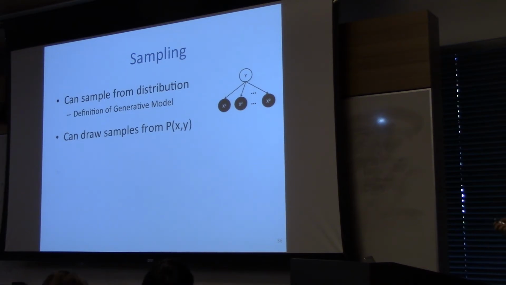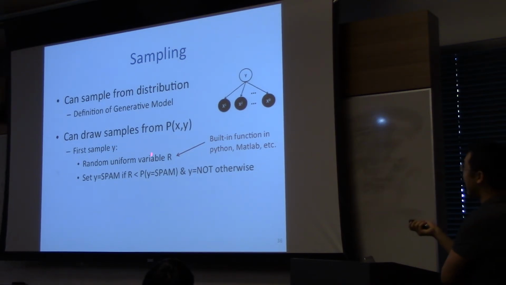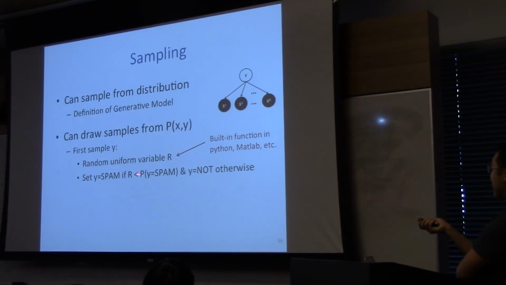So the naive Bayes model, remember, looks like this. How do we draw samples from it? Well, you can do the following. First, you sample the y, which means you draw a uniform random variable using some built-in function. Since y has two possibilities, you set y as spam if the random variable is less than the probability mass of this, and otherwise you set y as not spam.